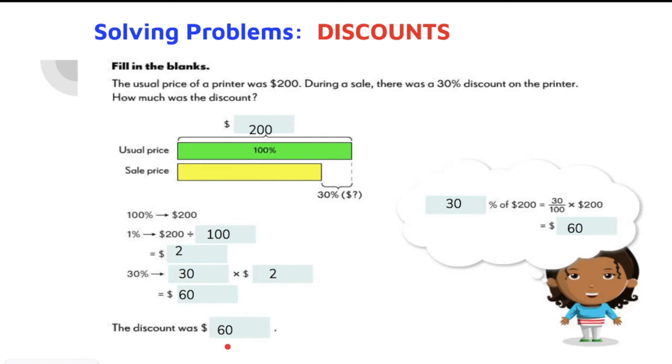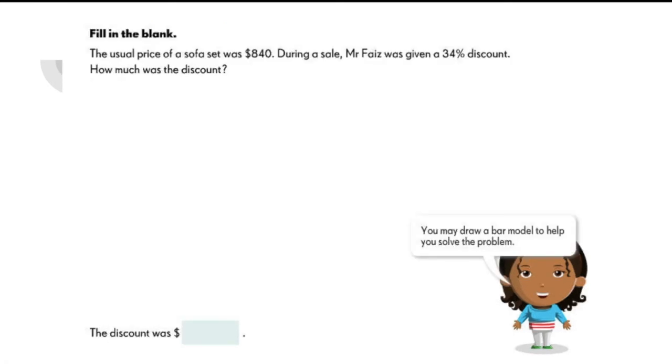So the discount for the printer was $60. Let's have one more example. The usual price of a sofa set was $840. During a sale, Mr. Fies was given a 34% discount. How much was the discount?